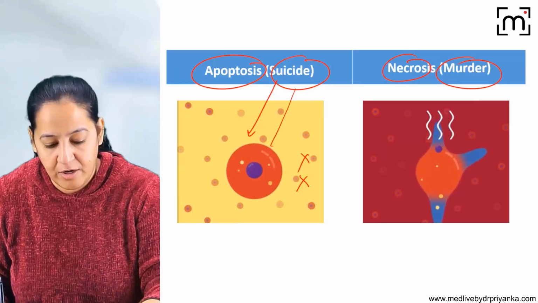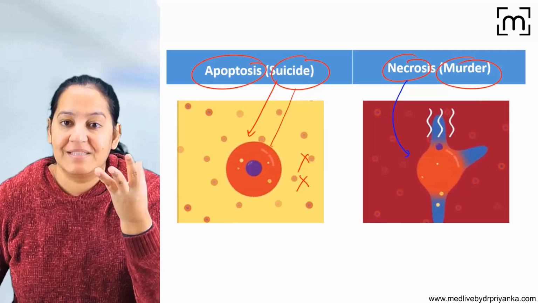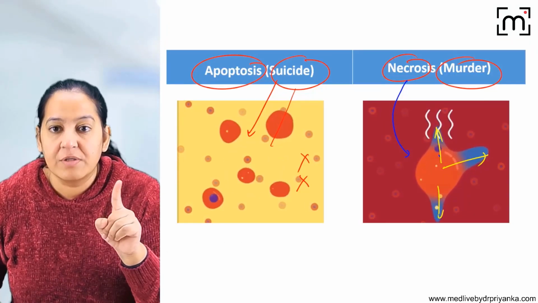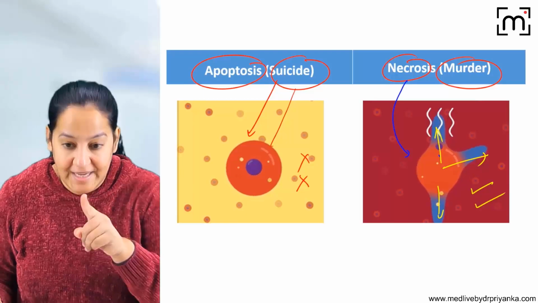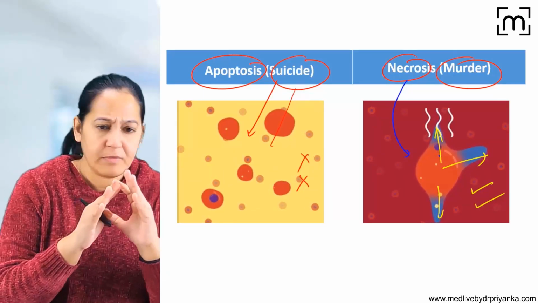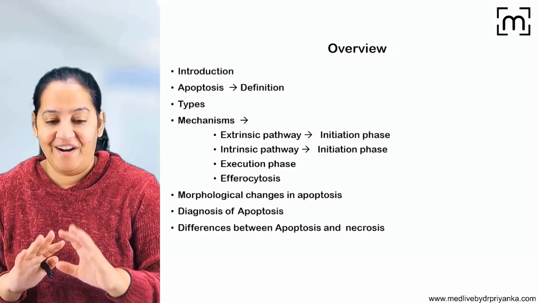On the contrary, have a look at the necrosis, in which the cell is swelling and it is bursting. Once it is bursting, you can see the cytoplasm is leaking out. So leakage is present, inflammation is present. Here shrinking, here swelling. Here no leakage, no inflammation. Here leakage is there, inflammation is there. So we are done with apoptosis.